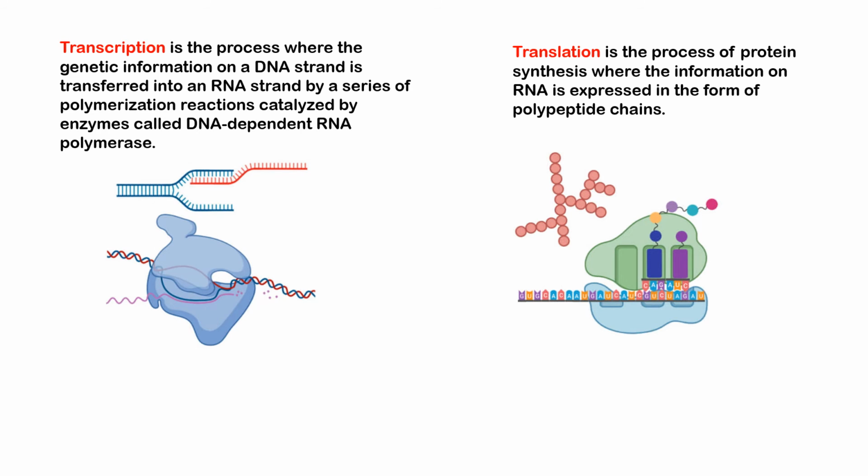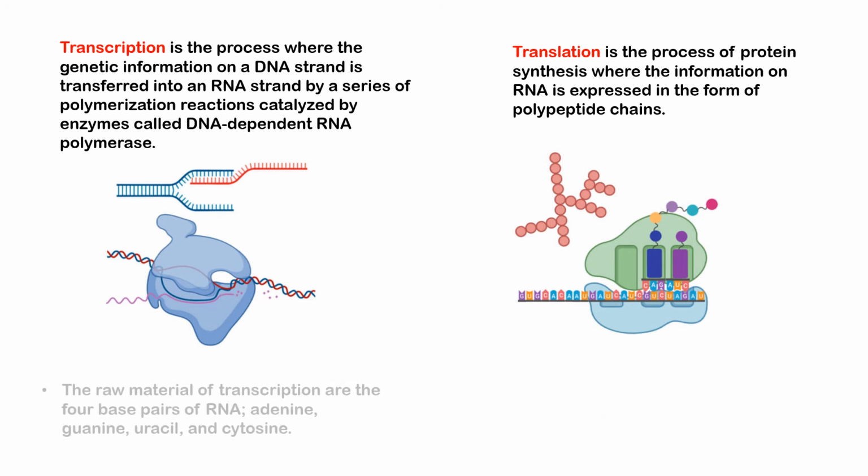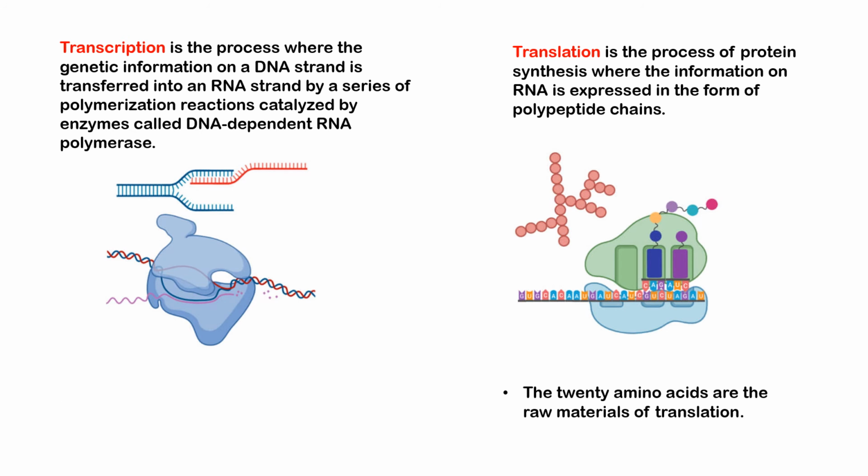Translation is the process of protein synthesis where the information on RNA is expressed in the form of polypeptide chains. Transcription is the first step in gene expression, while translation is the second and final step of gene expression. The raw materials of transcription are the 4 bases of RNA: adenine, guanine, uracil, and cytosine. The 20 amino acids are the raw materials of translation.